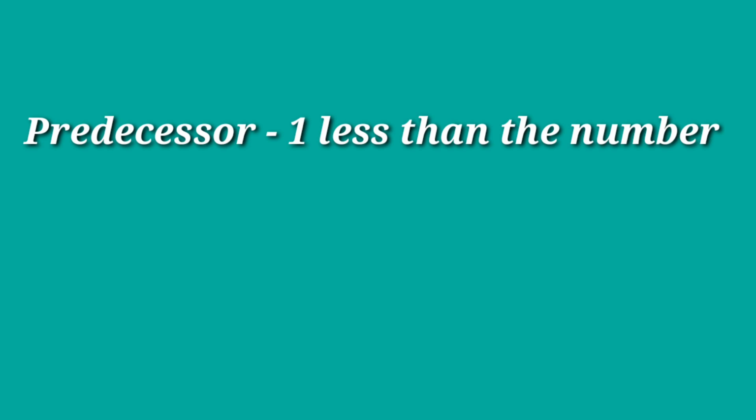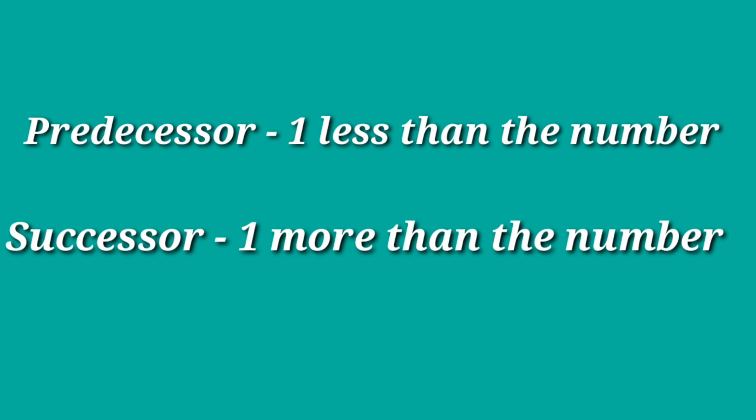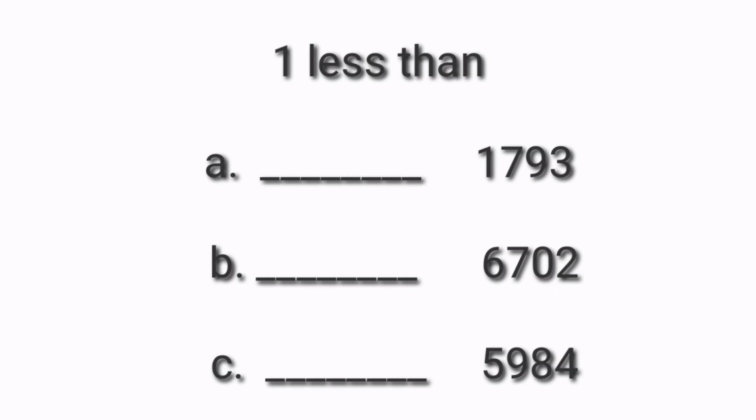Children, you have to keep in mind predecessor means one less than the number. Successor means one more than the number. Children, here are three numbers. We have to find out one less than this number. Are you ready? Okay, let us take first number 1793. Let us find out the just before the number.